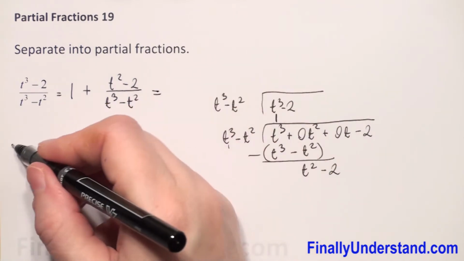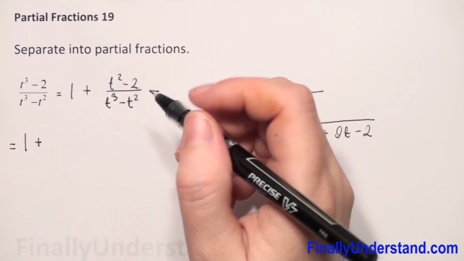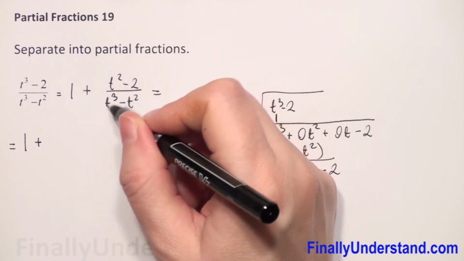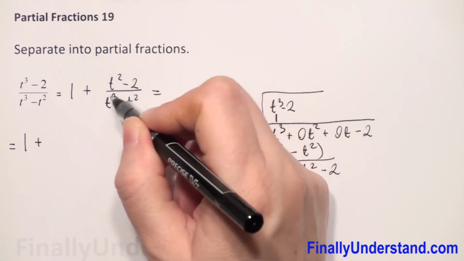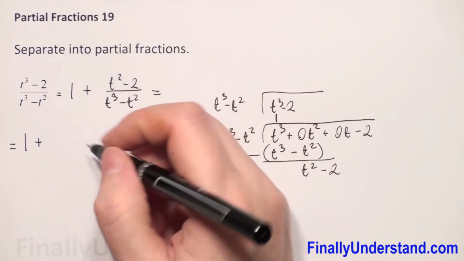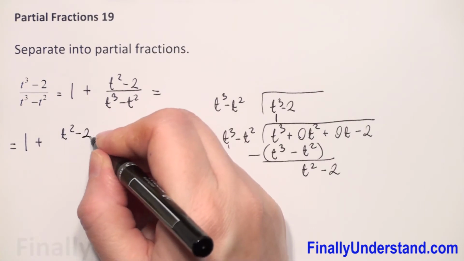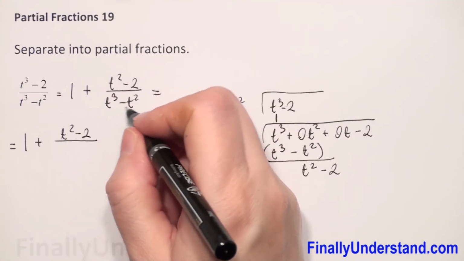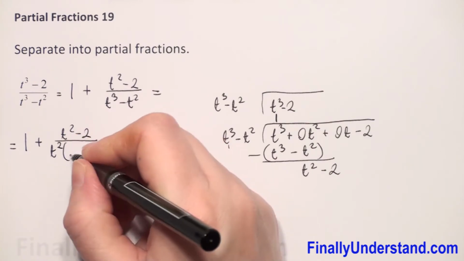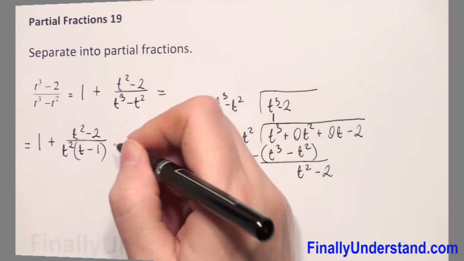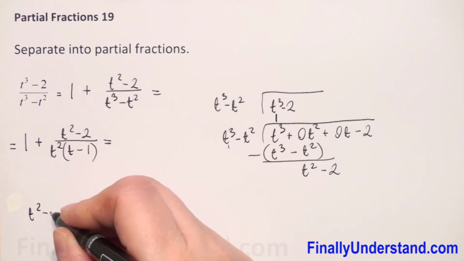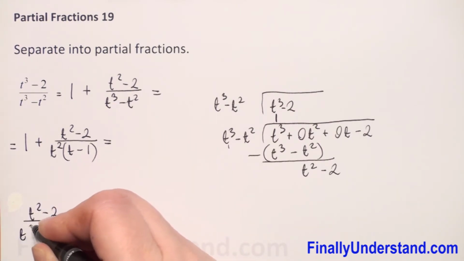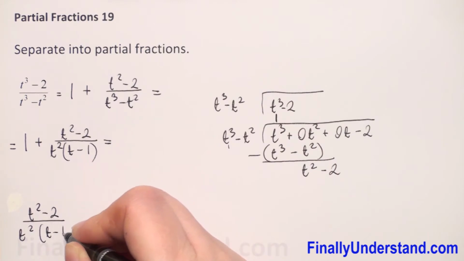So next we copy 1 plus, and we need to factorize our denominator. The power of the numerator is less than the denominator, so the next step is to factorize our denominator. We have t squared minus 2 in the numerator, and factorizing, t cubed minus t squared is t squared times t minus 1. So let me copy our fraction: t squared minus 2 over t squared times t minus 1.